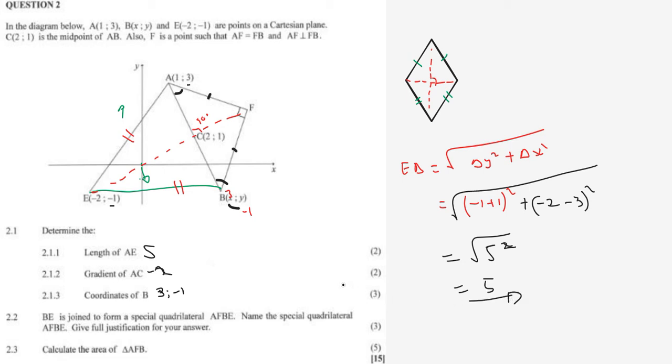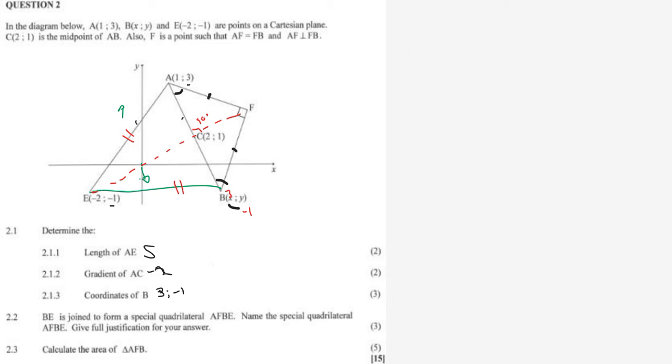Since this 5 is equal to the 5 that we got initially, therefore we can conclude that this side is equal to this side. If this side is equal to this side, then obviously this is a kite, because a pair of adjacent sides are equal. That's the reason that you're using for calculating the area.